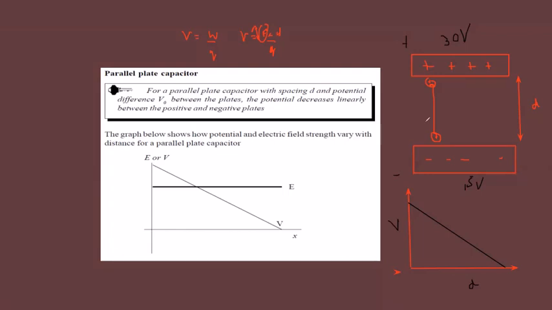Is this clear, this graph about the voltage and movement or distance?